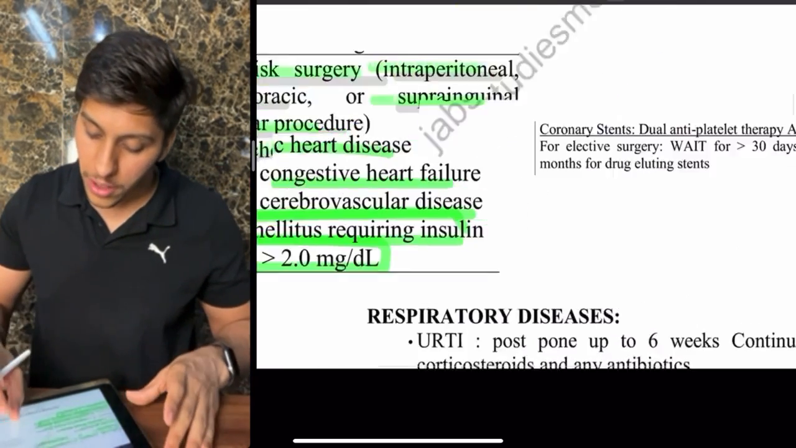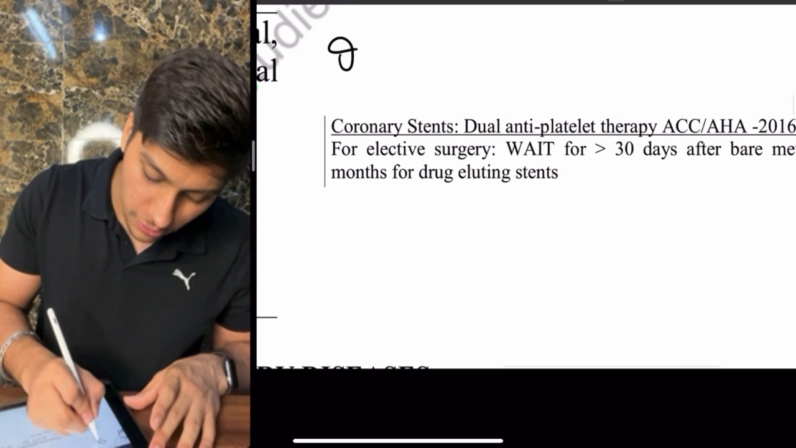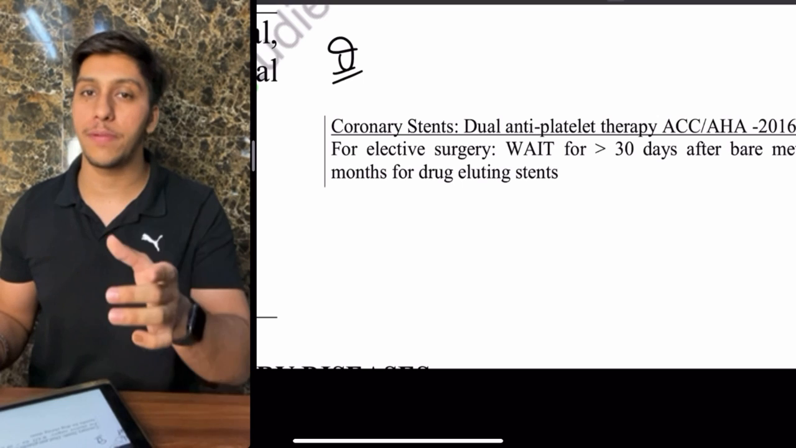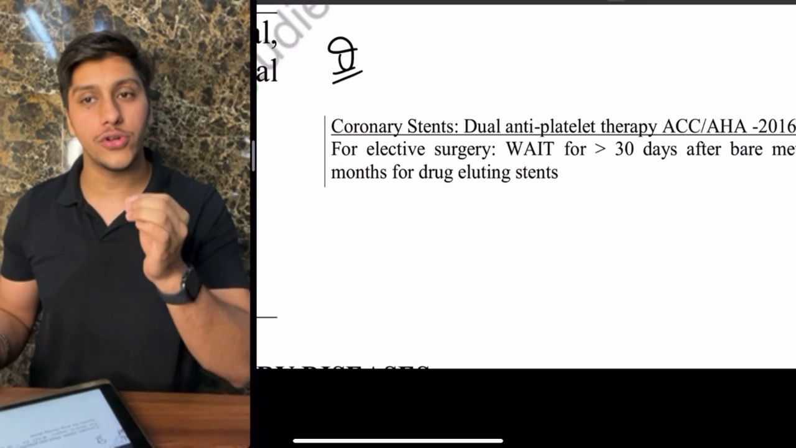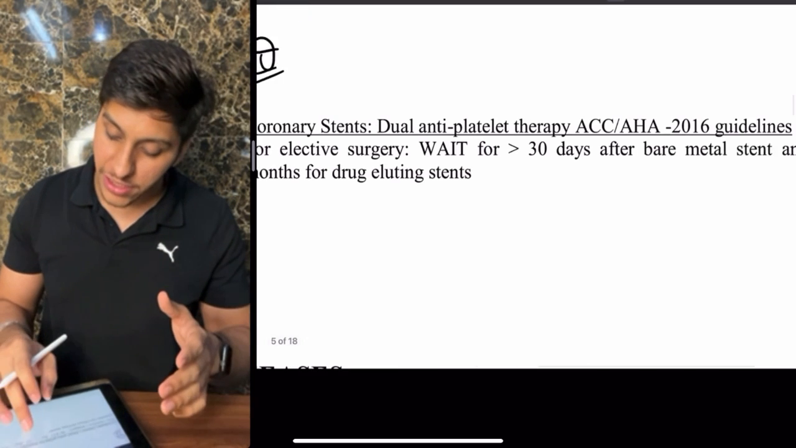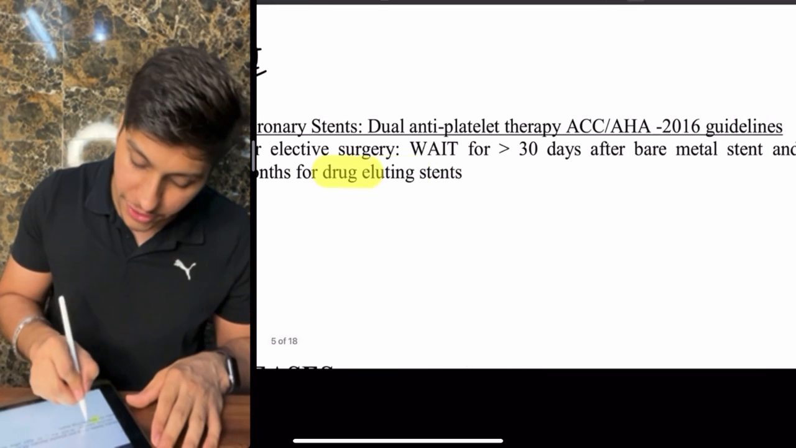Alright. Now another PYQ they asked with respect to cardiac operations was about coronary stents. If a patient has a history of placement of a coronary stent, when will you do the elective surgery? Now that will depend on whether it is a bare metal stent or a drug eluting stent.